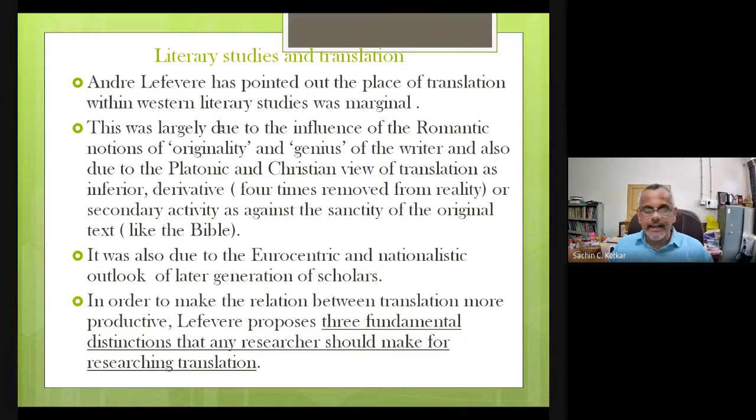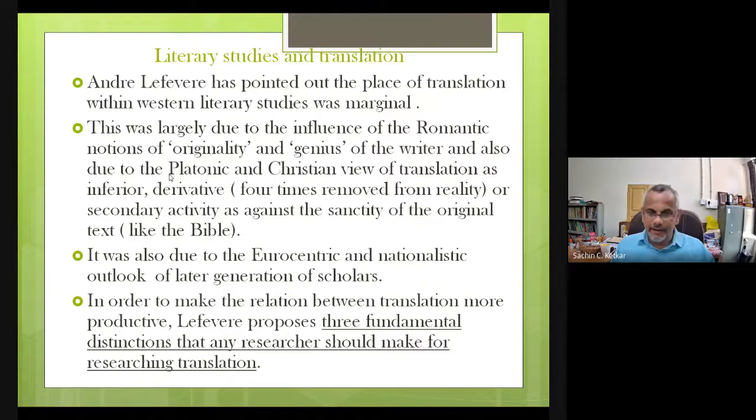What he has done is that he has tried to understand the place of translation in Western literary studies. And he argues that translation was seen as a very marginal or secondary activity. And this was largely due to the influence of romantic notions of originality, genius, and also to Platonic and Christian views of translation as derivative. Sometimes four times removed from reality in Plato's scheme of things. If art is three times removed, translation would be four times removed from reality.